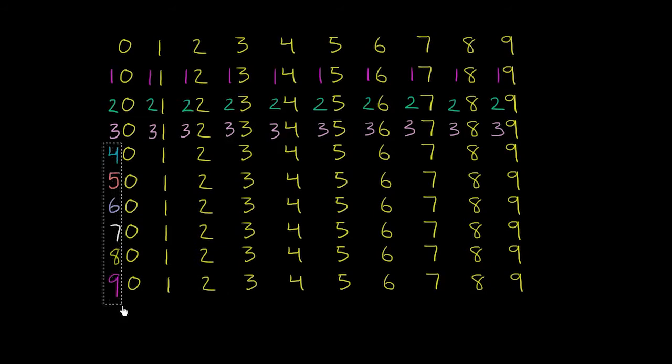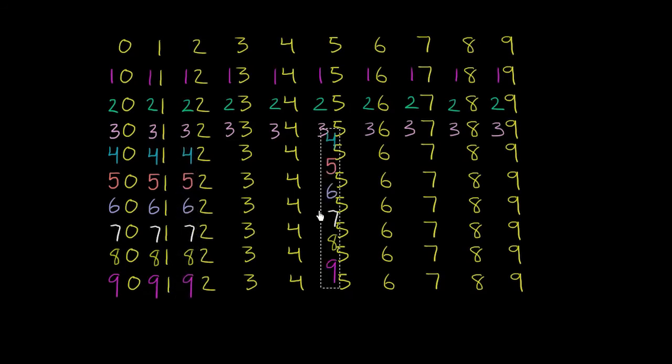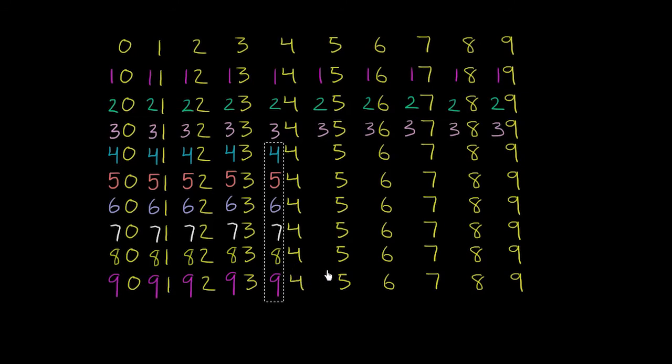So what if I were to just take this right over here and copy and paste that. So copy, and then let me paste it. So now I have 41, 51, 61, 71, 81, and 91. Now I can do it over here, 42, 52, 62, 72, 82, and 92. And I can do it for each of these now. So that's now 44, 54, 64, 74, 84, and 94.